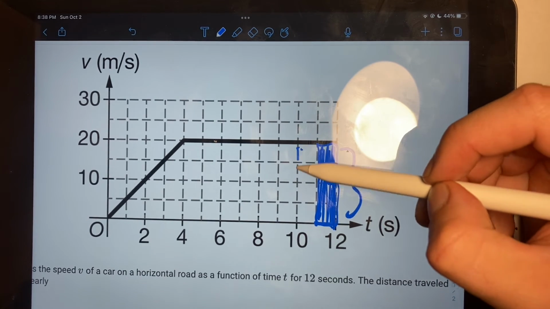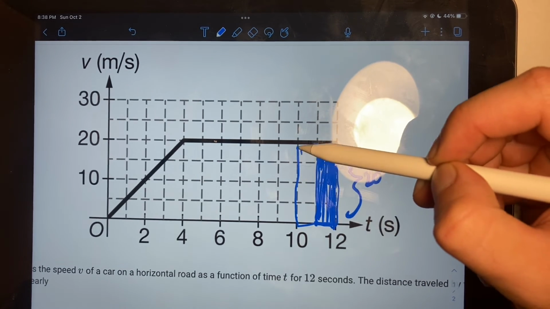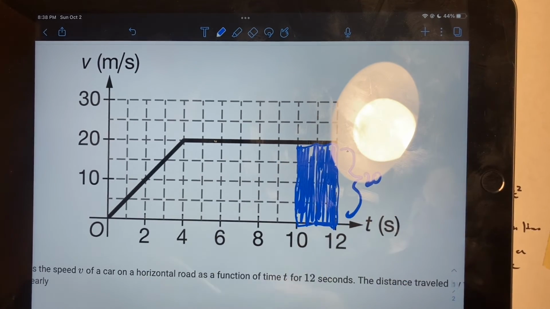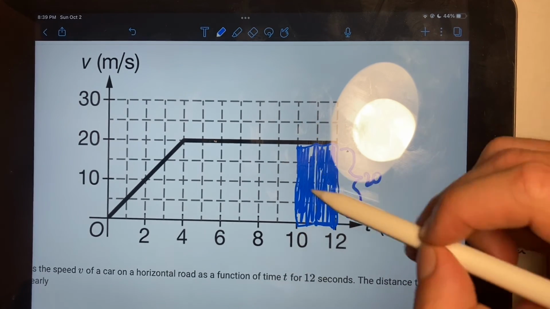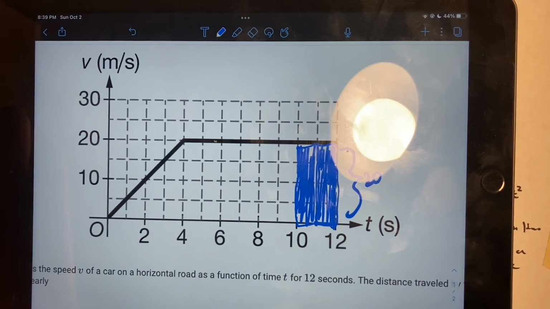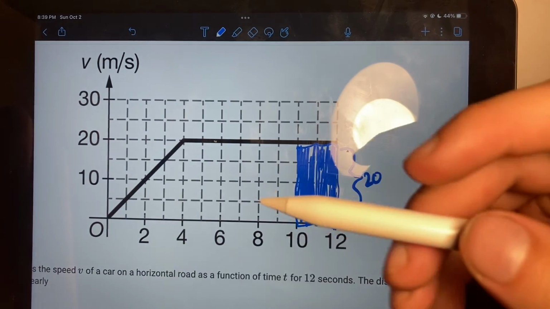The previous second, it also went 20 meters, right? Because it was moving at 20 meters per second for another second. To get the total amount of distance that it covered, so this is another second where it's going 20 meters per second, so that would be 40 meters per second. To get the total amount of distance it covered, we'd have to take the area underneath the curve.